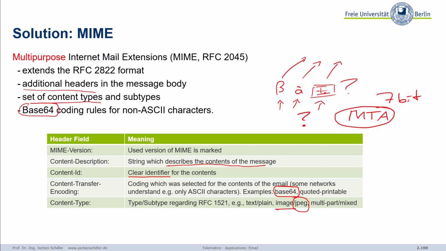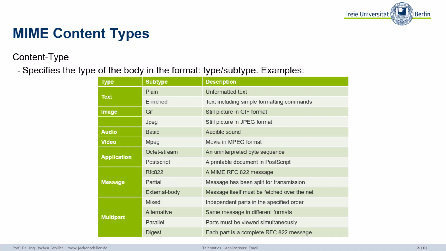So content types tell the receiver, this is now a lot of ASCII characters, but they mean an image, encoded as JPEG. So the content type tells the receiver what type, image, what subtype, JPEG, a still picture in JPEG format. And there are many, many more.